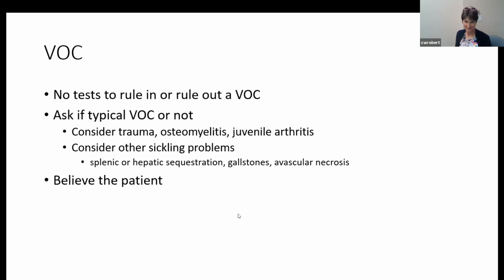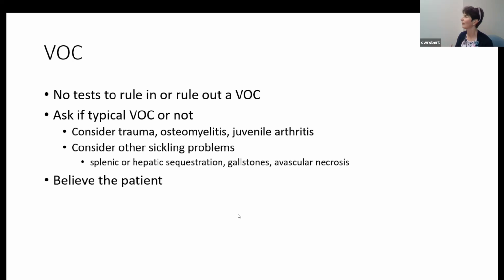So anyhow, think about osteomyelitis. Is there some trauma? Do they have another inflammatory condition like juvenile arthritis? We have a couple of patients who also have arthritis along with their sickle cell disease. And then other sickling problems. Are they having splenic or hepatic sequestration? Are there gallstones when they're coming with their abdominal pain? Is that mimicking a pain crisis? Do they have avascular necrosis?